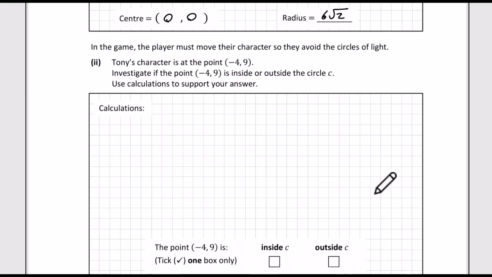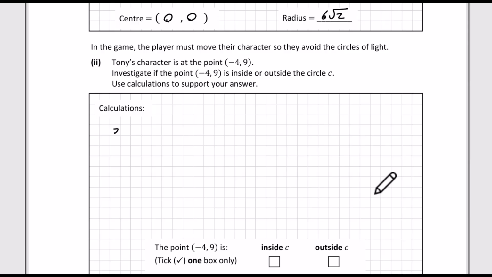In the game, the player must move their characters so they avoid the circles of light. Tony's character is at the point -4, 9. Investigate if the point -4, 9 is inside, outside, or on the circle. Use calculations to support your answer.